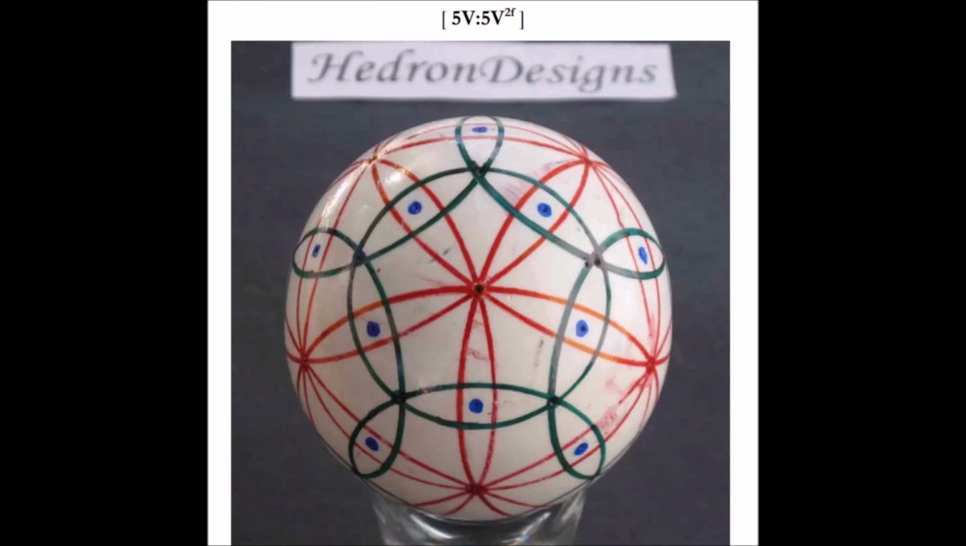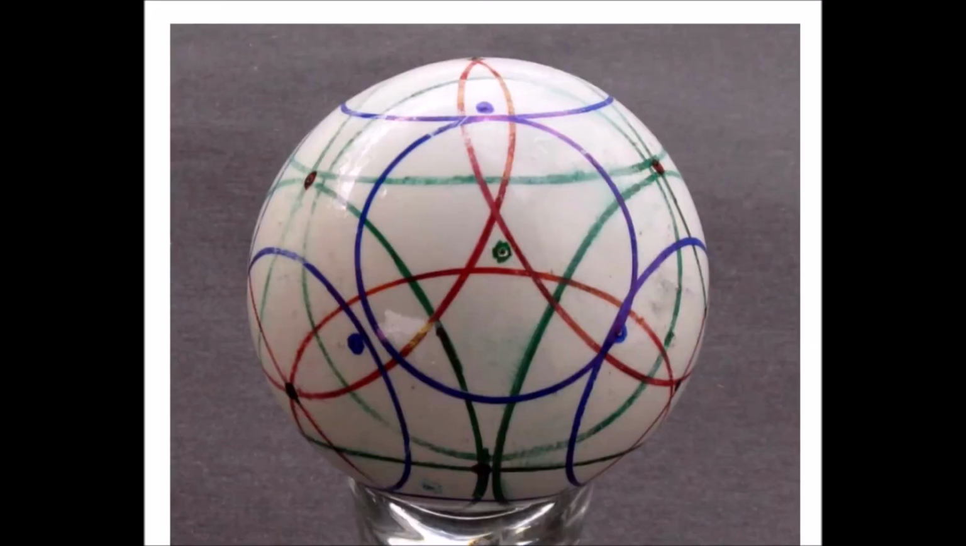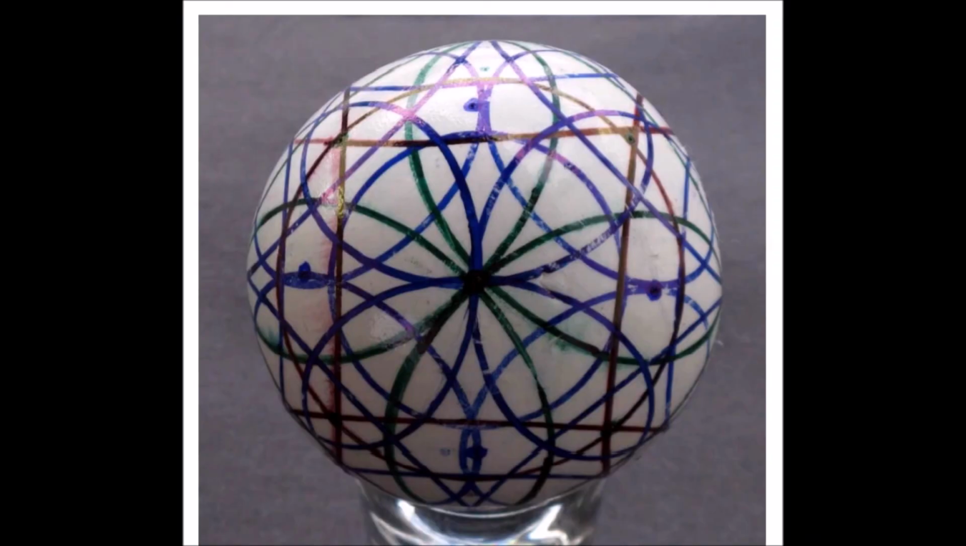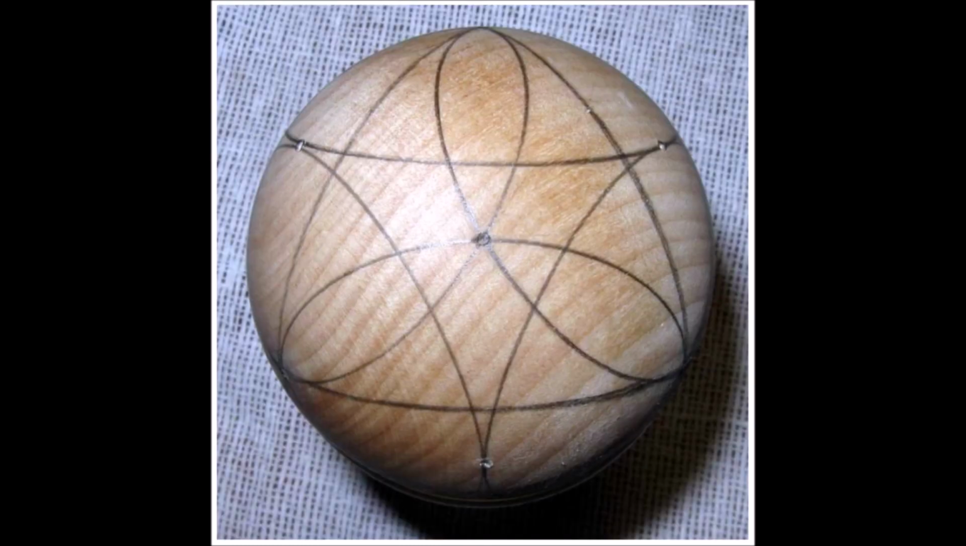Here are just a few examples that show how several harmonic notes can be integrated together on the surface of a sphere and create some interesting patterns. And I've referred to these integrated harmonic notes as harmonic chords.